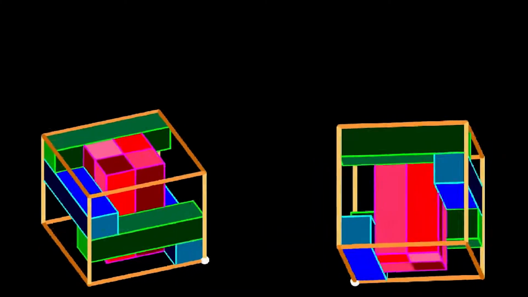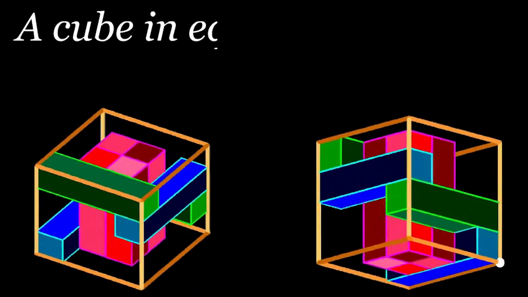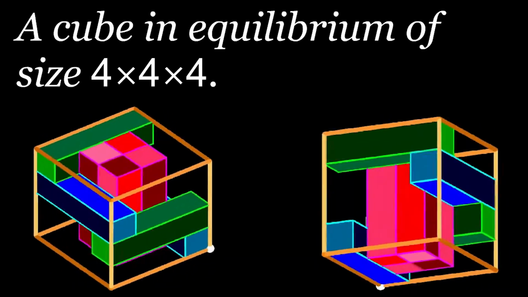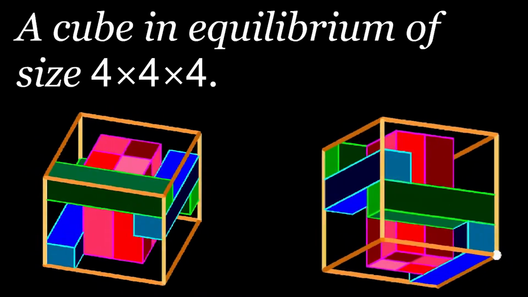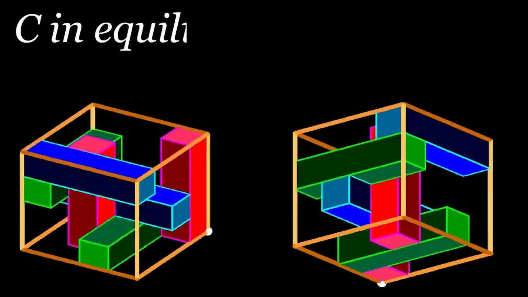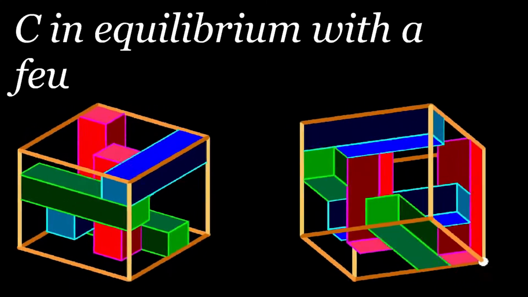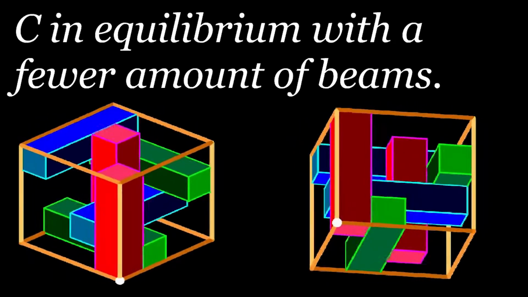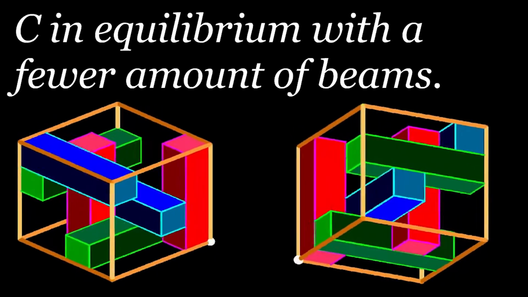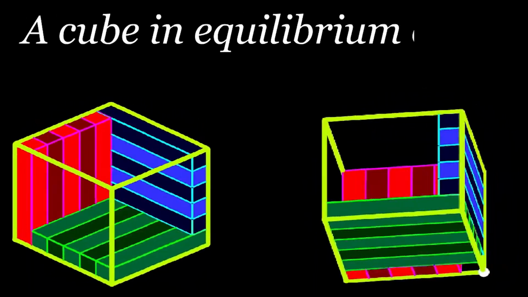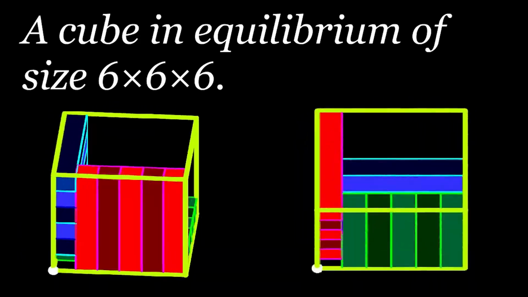For another example, the following cube C, of side length 4, is in equilibrium. We can also make C in equilibrium by using a fewer amount of beams, as in the illustration. For the case of a cube in equilibrium of side length 6, we have the following example.